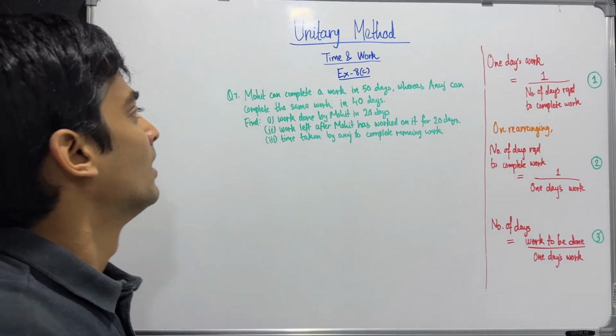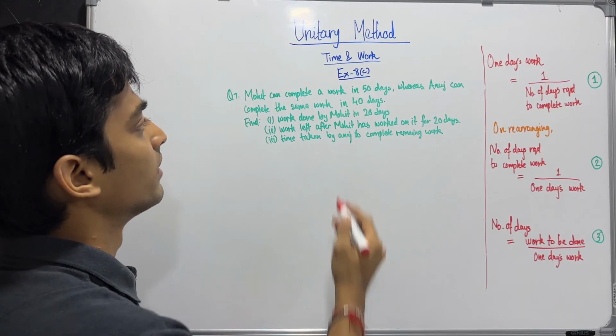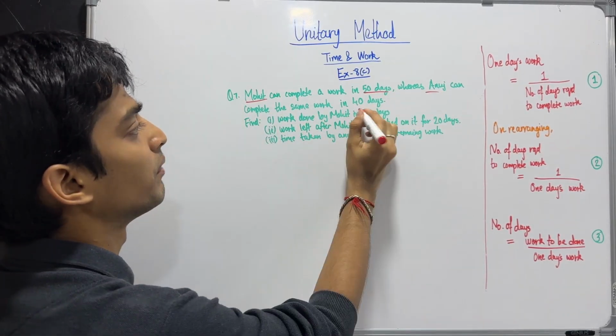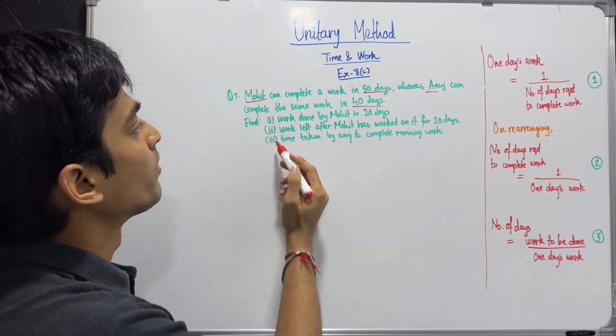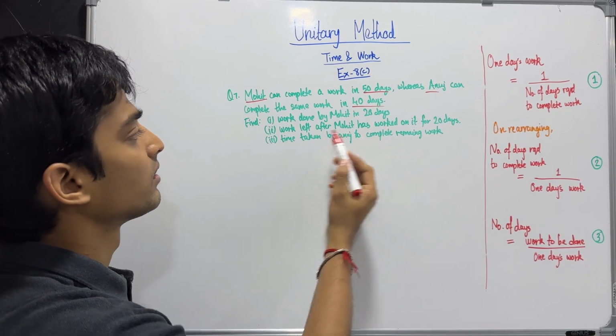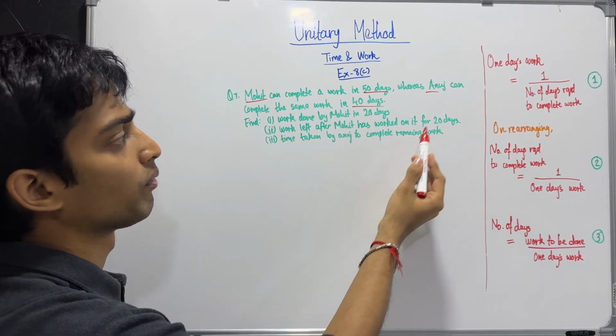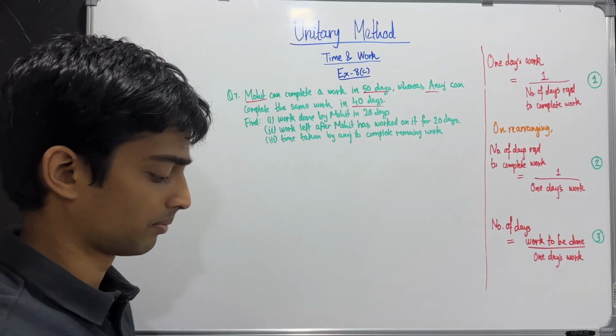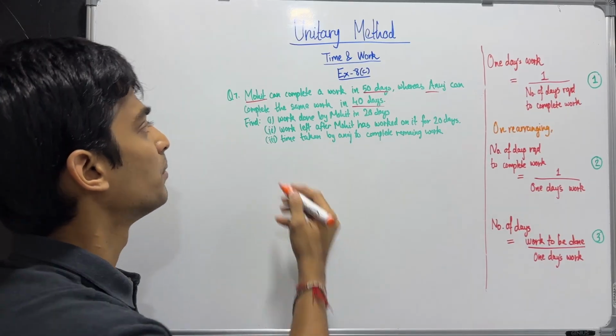7th sum. Mohit can complete a work in 50 days, whereas Anuj can complete the same work in 40 days. Find work done by Mohit in 20 days, work left after Mohit has worked on it for 20 days, and time taken by Anuj to complete the remaining work. Okay. First, let's make our table.